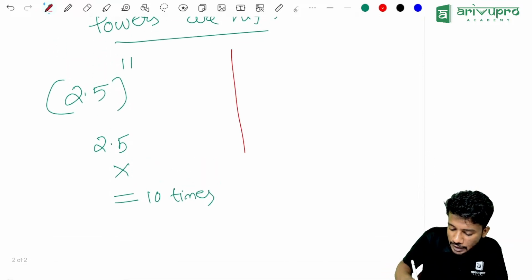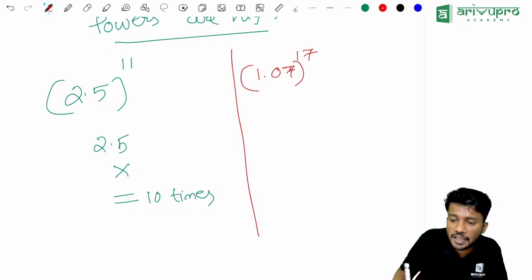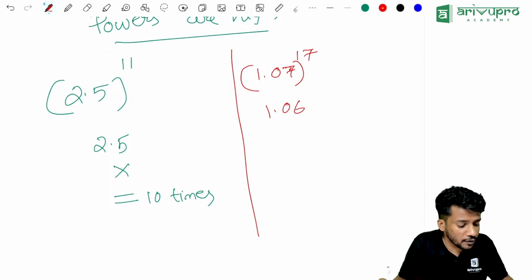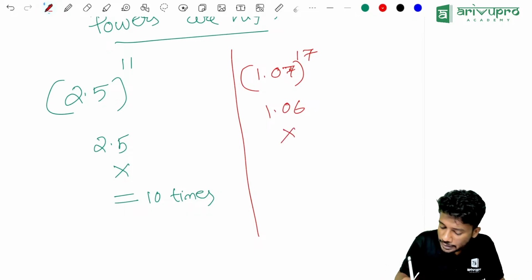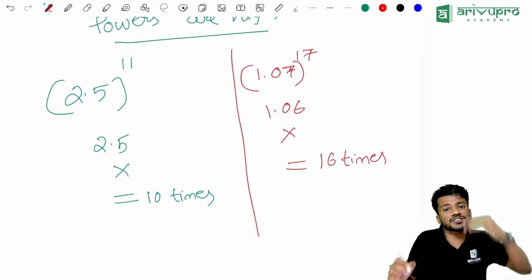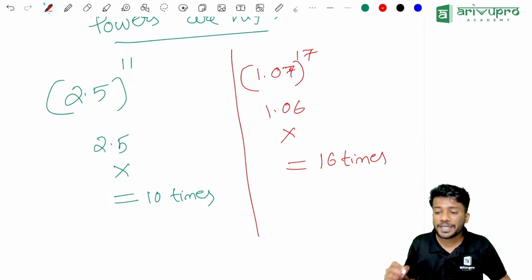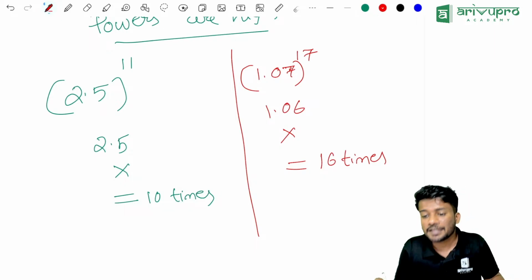For example, if the power is like this, 1.07 to the whole power 17, what will you do? You will type 1.07 on your calculator, then you will click into. Then how many times will you click equal to? 16 times. That means one less than the power. So 1.07 into equal to 16 times: 1, 2, 3, up to 16. You will get the answer.